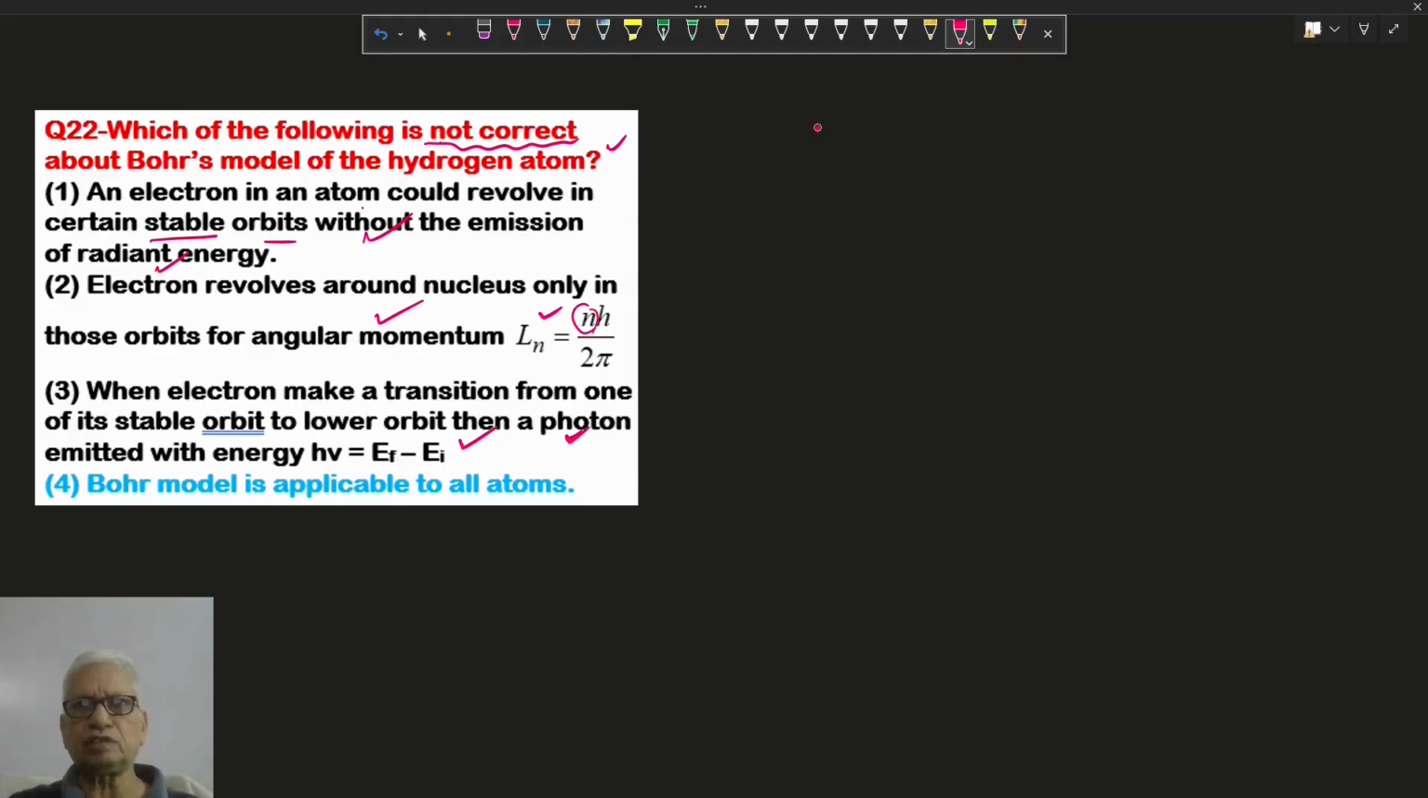And fourth, Bohr's model is applicable to all atoms. It is not true for higher atoms and is not correct. So Bohr's model is not applicable to all atoms. It is applicable only to the hydrogen atom correctly. So the fourth statement is wrong. So here this option is wrong.